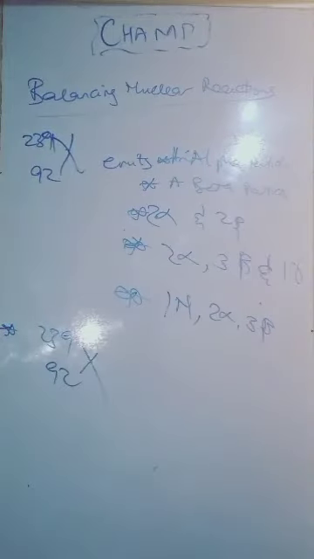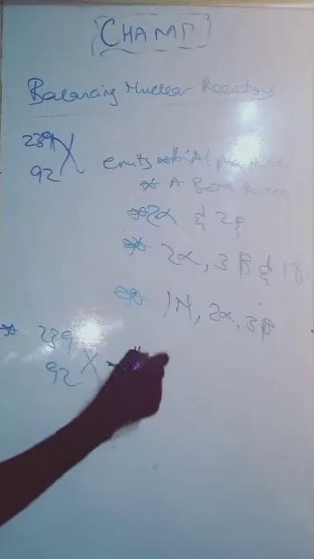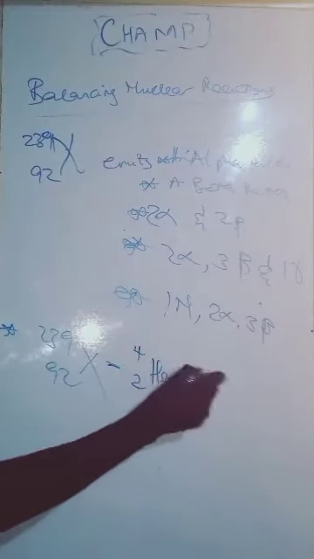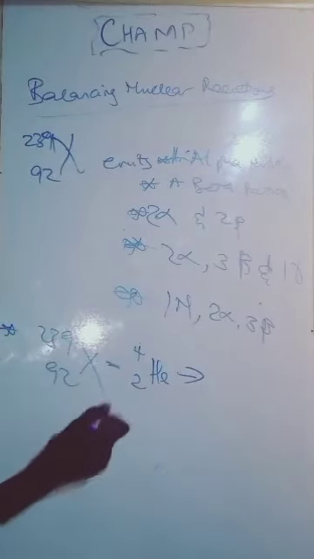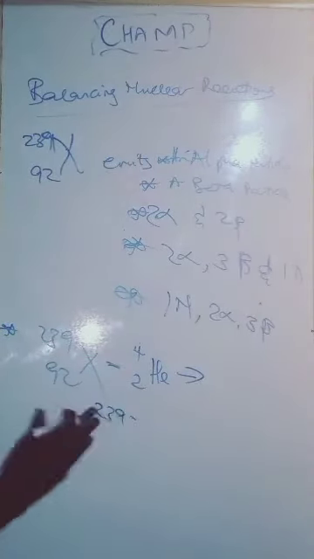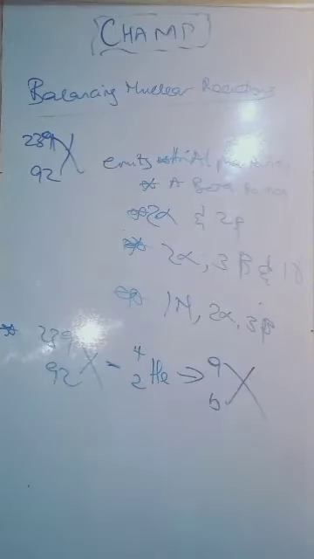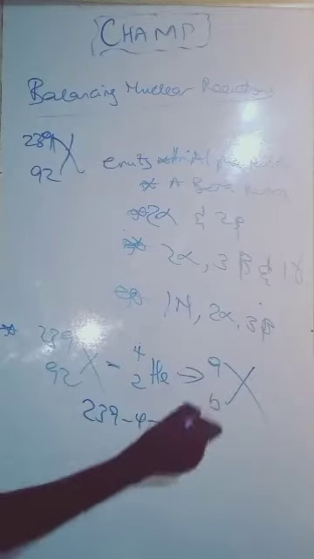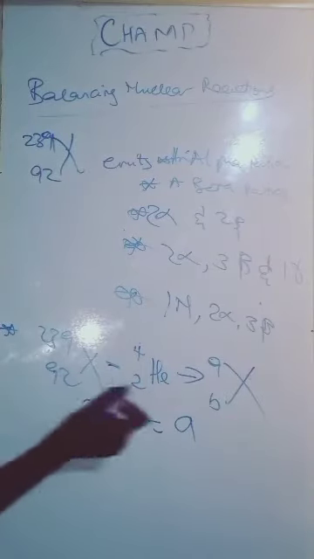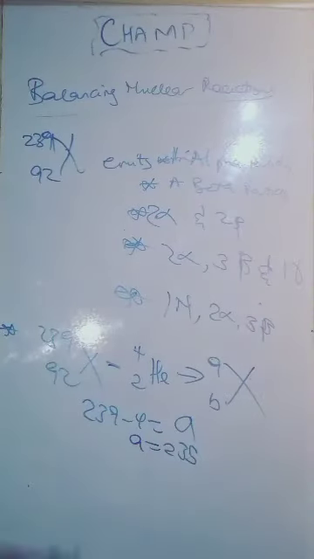239, 92, X emits an alpha particle, 4, 2, He. This is just what you have to do. Just subtract it. You can call this X, A, B. So 239 minus 4 gives you your A. What's 239 minus 4? That's 235. So your A is 235.